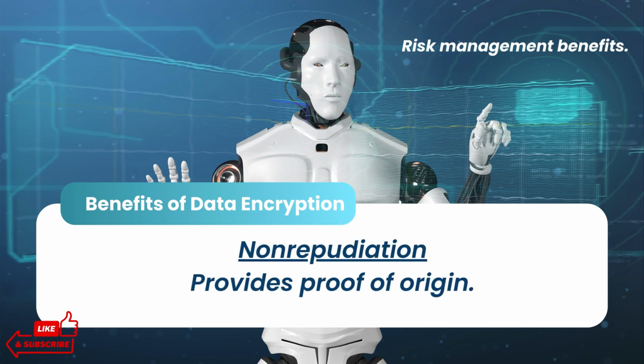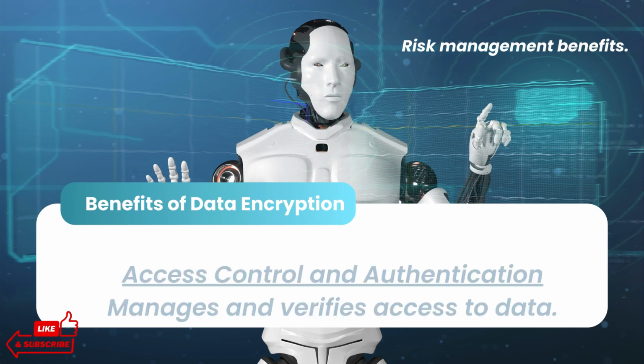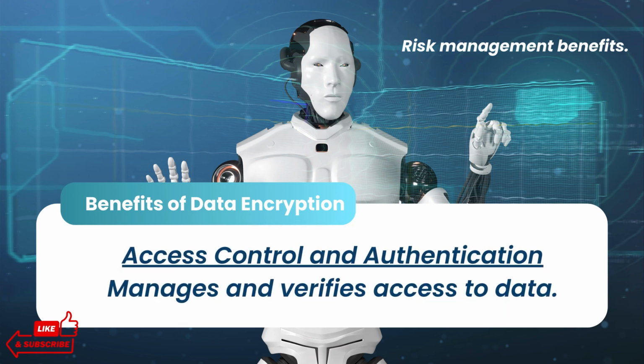And now, non-repudiation. Sounds complex, but it's simple. It means proof. Encryption can be used to confirm who sent the data, so the sender can't deny it later. It's like a digital signature, locked in, verifiable, and undeniable. In risk terms, that's accountability. And accountability is everything. Moving on to next, let's talk access control and authentication. Dosto, encryption isn't just about locking data. It's about controlling who holds the key. It helps manage who gets access and verifies who they are before unlocking anything.